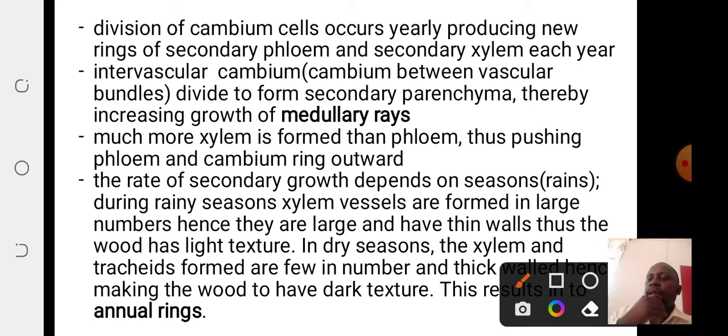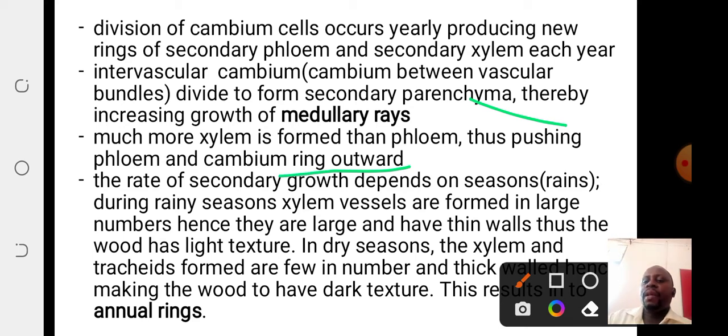Each year, the intravascular cambium, or cambium between vascular bundles, divides to form secondary parenchyma, thereby increasing growth of medullary rays. Much more xylem is formed than phloem, hence pushing the phloem and the cambium ring outwards.